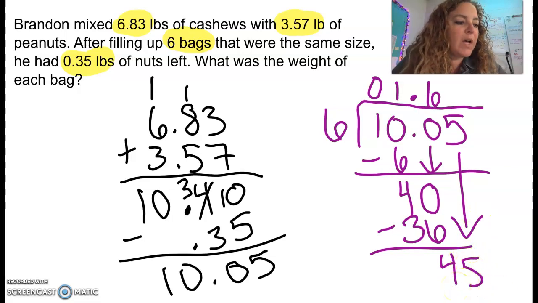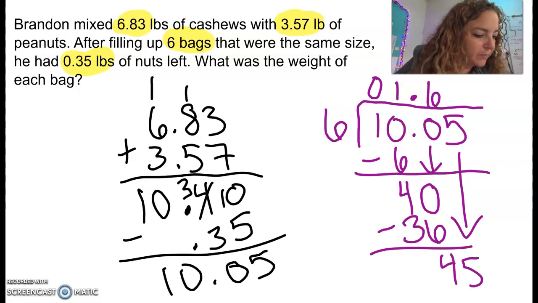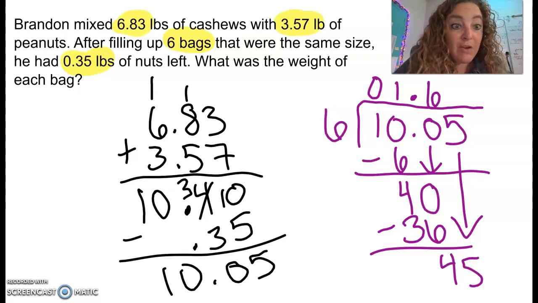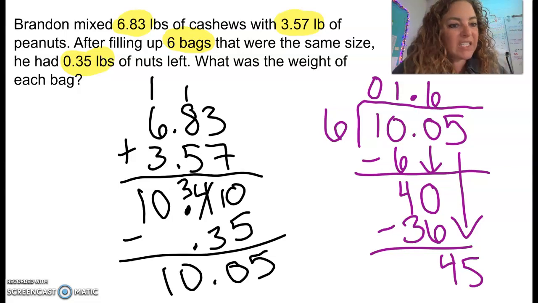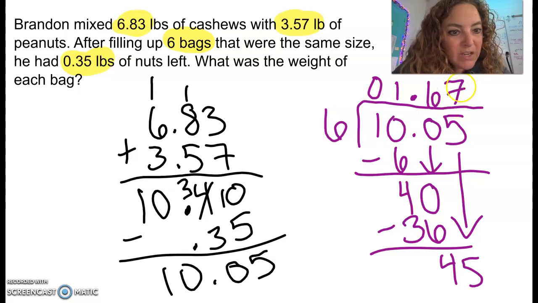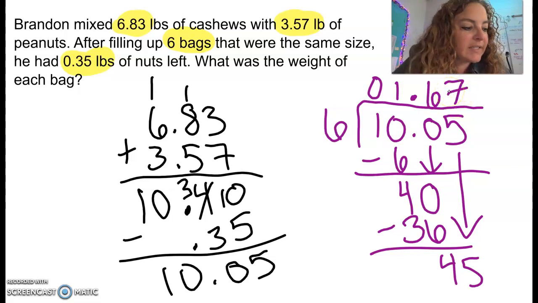6 times what to get to 45? We're going to see if it will go in evenly, right? So we're going to go 45 divided by 6, or counting by 6 until we get there. It's going to go one more time, so we're going to go 7. Okay, 6 times 7 is 1 more than 36, so we're at 42.